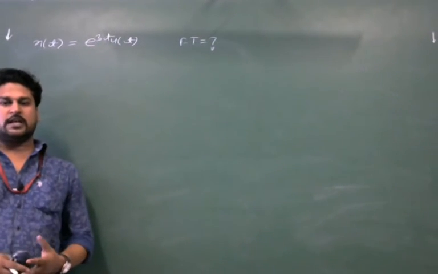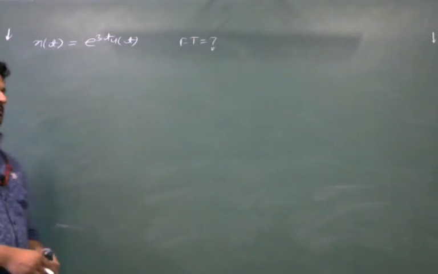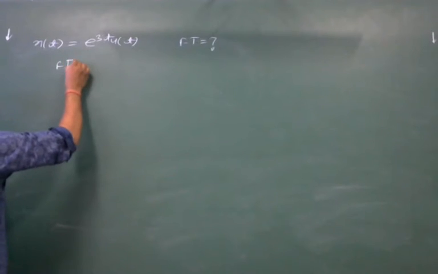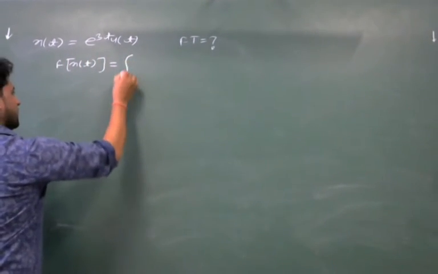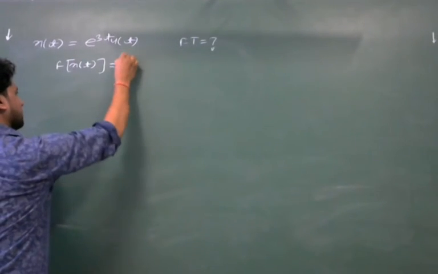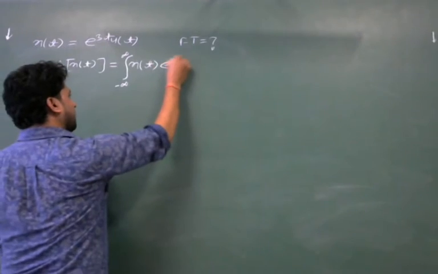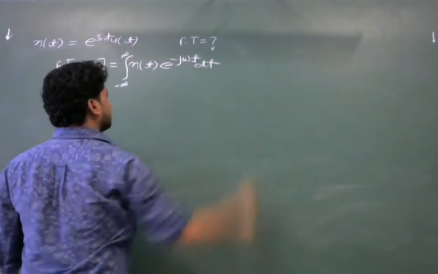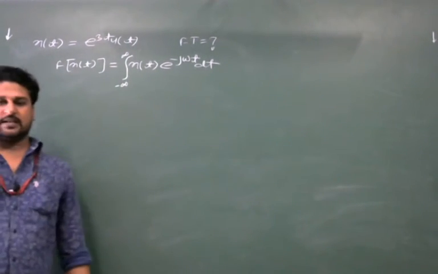We know the relation to get the Fourier transform of a given signal, which is given as the Fourier transform of x(t) equal to the integral from minus infinity to plus infinity of x(t) into e^(-jωt) dt. This is how we can get the Fourier transform of a given signal.